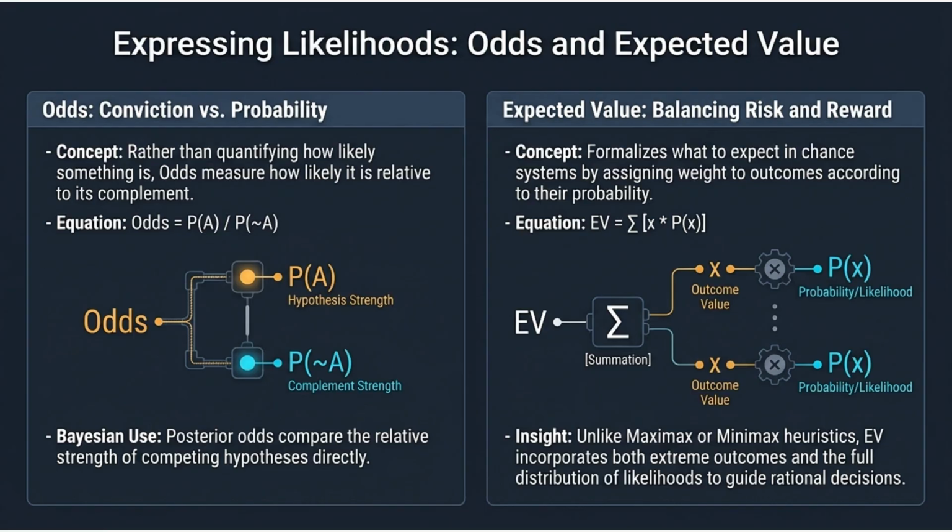Expressing likelihoods, odds and expected value. Odds equal P of A divided by P of not A. Conviction relative to its complement, not isolation probability. Posterior odds compare competing hypotheses directly. Expected value equals the sum of each outcome times its probability, weighting reward by likelihood. Unlike maximax or minimax heuristics, expected value uses the full distribution to guide rational decisions under uncertainty.